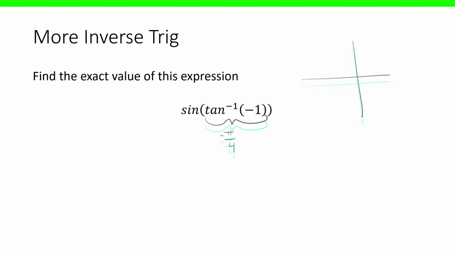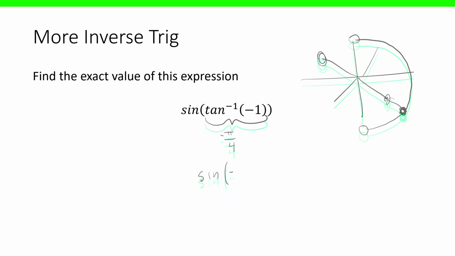So think about that. Tangent is 1 here, it's negative 1 there, it's 1 there, it's negative 1 there. So it's negative 1 both here and here. But remember, we said our range, our possible allowable outputs for inverse tangent, are only between negative pi over 2 and positive pi over 2. So our answer then is negative pi over 4. And then what is the sine of negative pi over 4? Well, that's just negative square root 2 over 2.